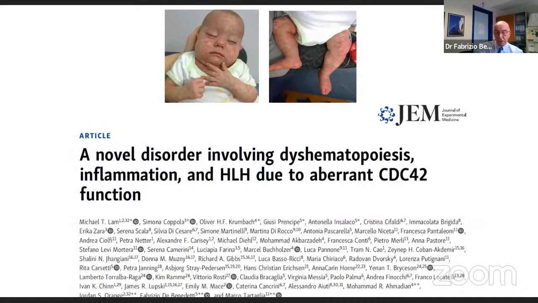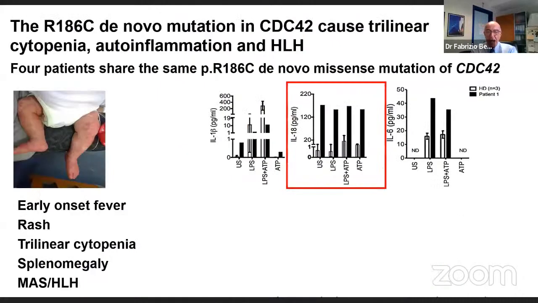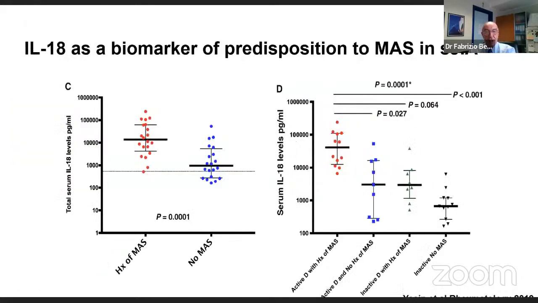And then there is a novel disorder which is due to one specific CDC42 mutation, and these patients, guess what? They have abnormal activation of the NLRC4 inflammasome. I won't go into the mechanism, and very high levels of IL-18, and they have recurrent lethal episodes of HLHMAS. And we have progressively learned in these few years that actually IL-18 is a biomarker in SJIA, predisposing to MAS.